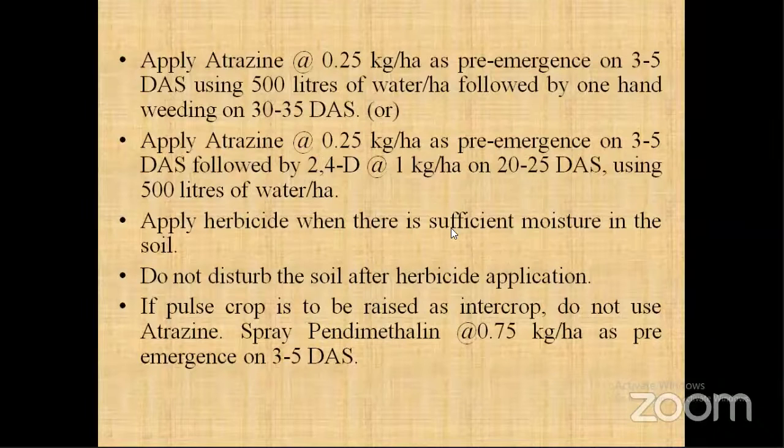We should go for application of herbicide only when there is sufficient moisture in the soil so that this herbicide will act effectively. And we should not disturb the soil after herbicide application, because some herbicides may be lost into the atmosphere through volatilization. But if maize is grown with another pulse as an intercrop, that means suppose maize is grown with either black gram or green gram, you should not use atrazine, because atrazine kills the broadleaved weeds, and these pulses are also broadleaved, so it might kill the pulses also. So in a maize plus pulse intercropping system, atrazine and simazine should be avoided. Instead of this, pendimethalin can be used as a pre-emergence herbicide.